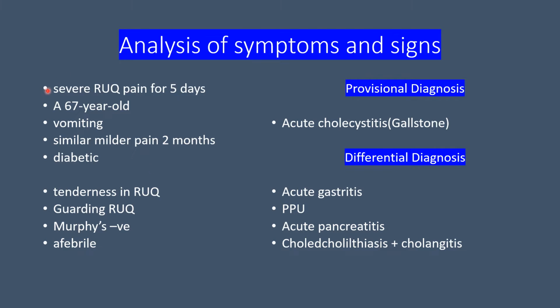So with these clinical symptoms and signs, the provisional diagnosis would be acute cholecystitis due to gallstone. The differential diagnosis would be acute gastritis, perforated peptic ulcer, acute pancreatitis, and cholelithiasis with cholangitis.